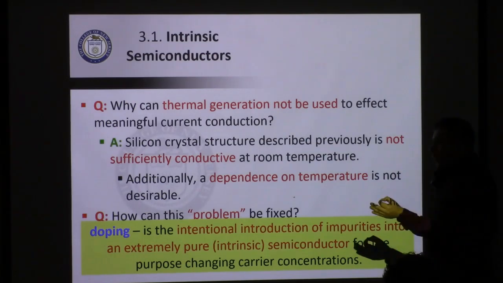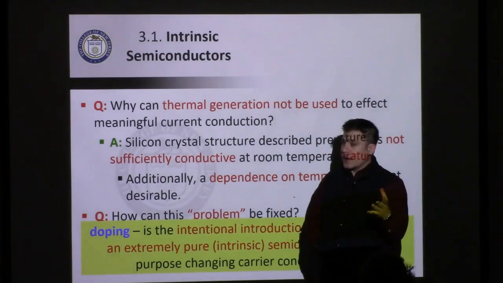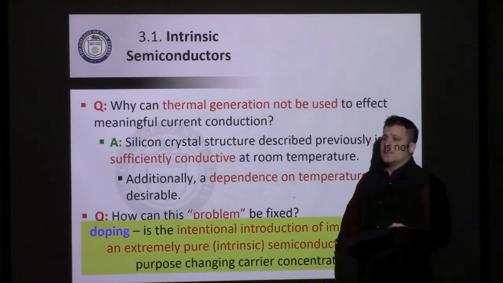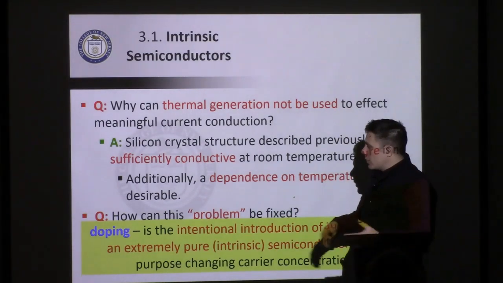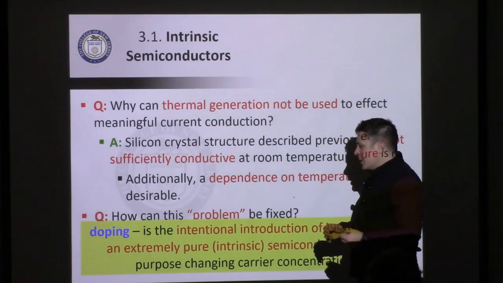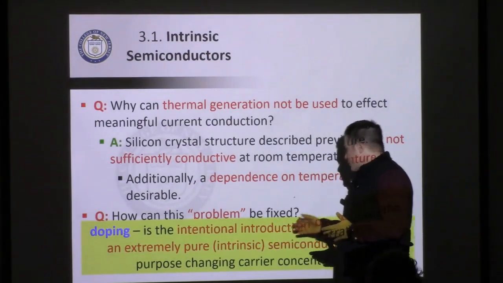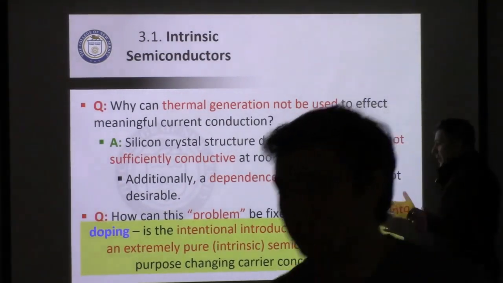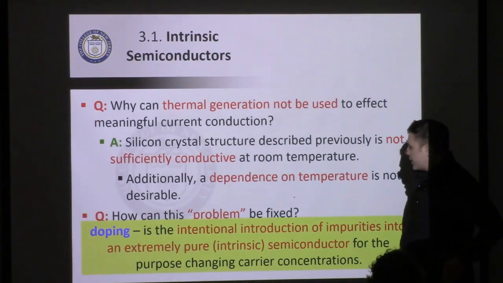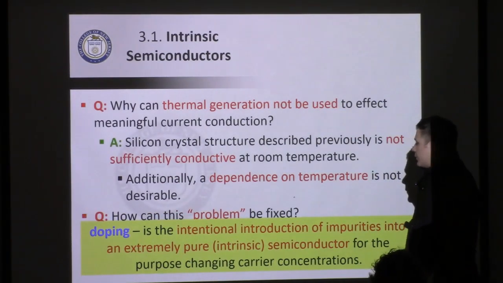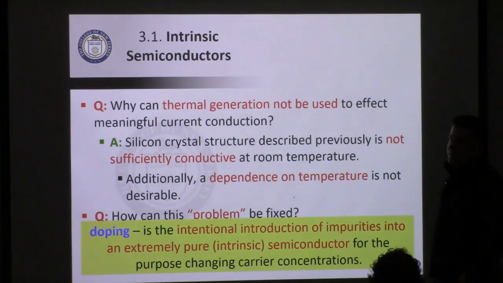We want to control the conductivity. We want to increase the conductivity, but we don't want to do that via temperature, and so what we're going to use is doping. So doping is the intentional introduction of impurities into the intrinsic semiconductor for the purpose of changing its carrier concentration.